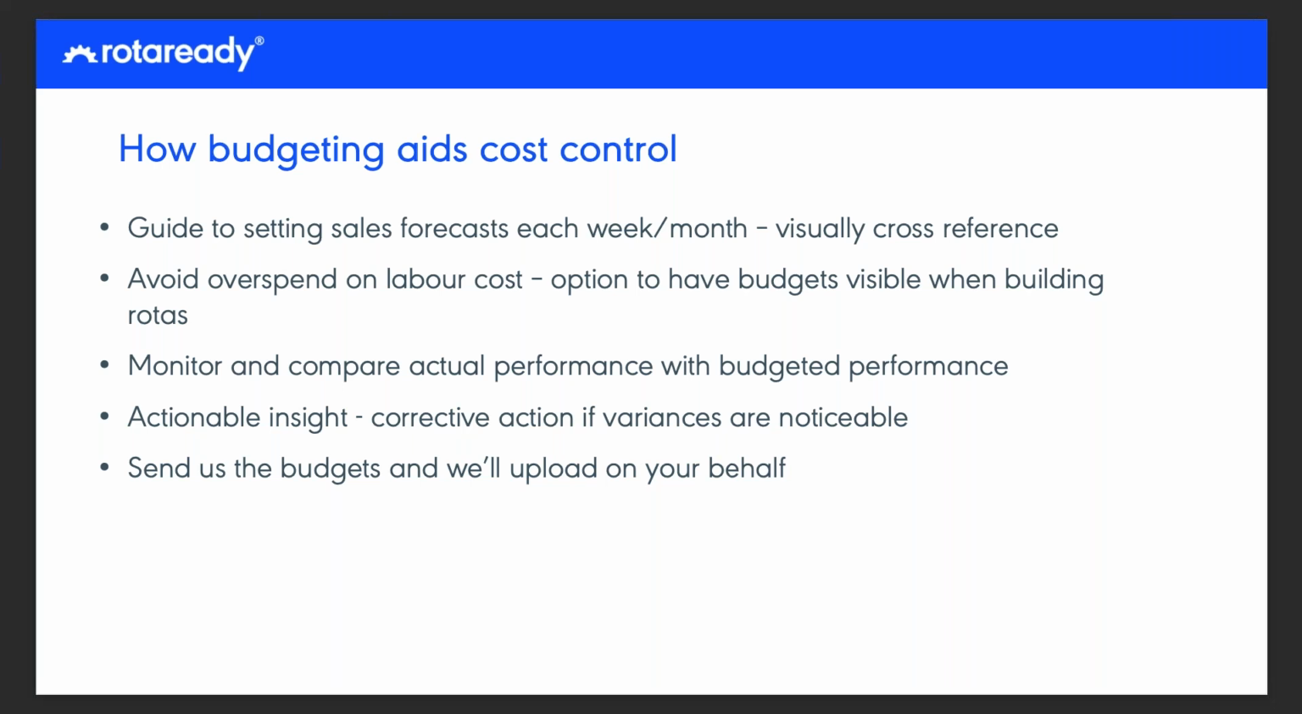You'll be able to visually cross-reference, and hopefully avoid any overspend on labour costs, etc. And also, it will really give you actionable insight. An example of this is if a manager's really busy and they've just got to get a rota published, they may not adhere to the budgeting values that have been set for them. If they mark the rota for approval and it goes to a more senior colleague, maybe an area manager, they may notice this and they can take corrective action there and then to avoid falling outside of the budget before the rota is published.